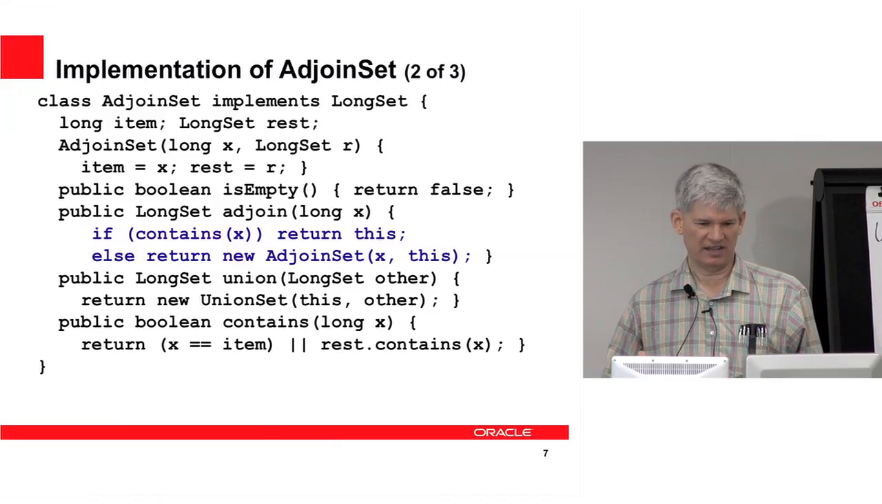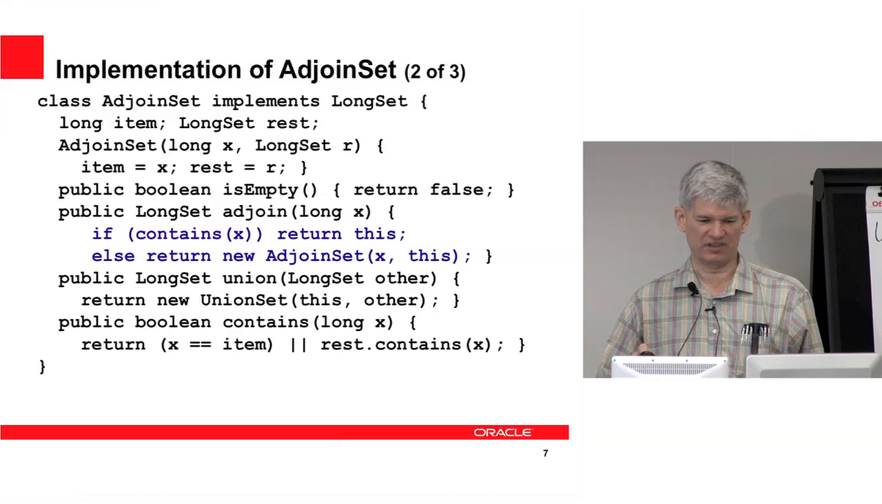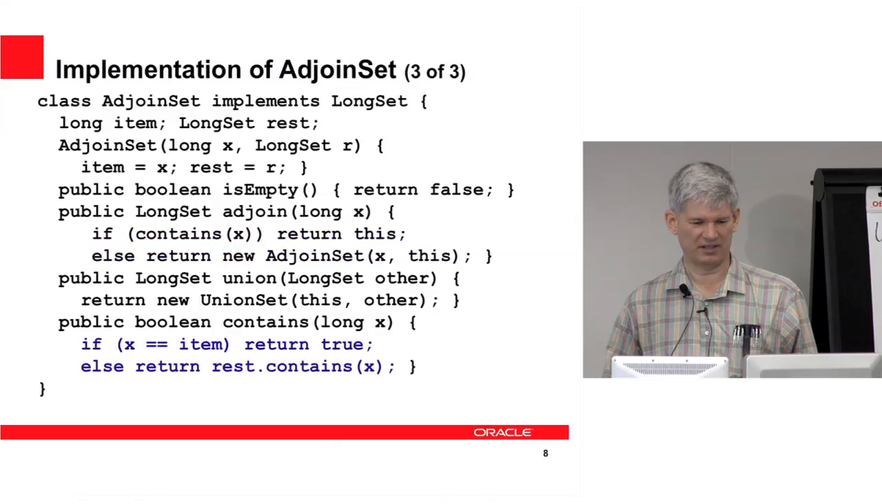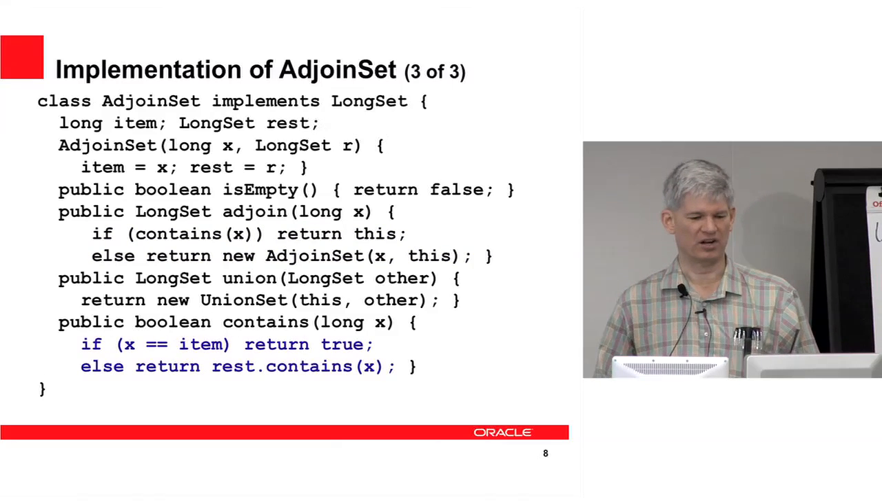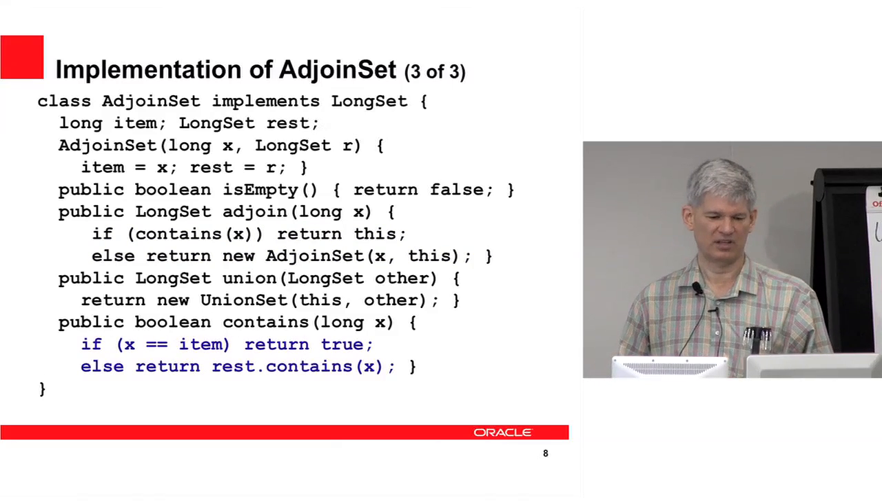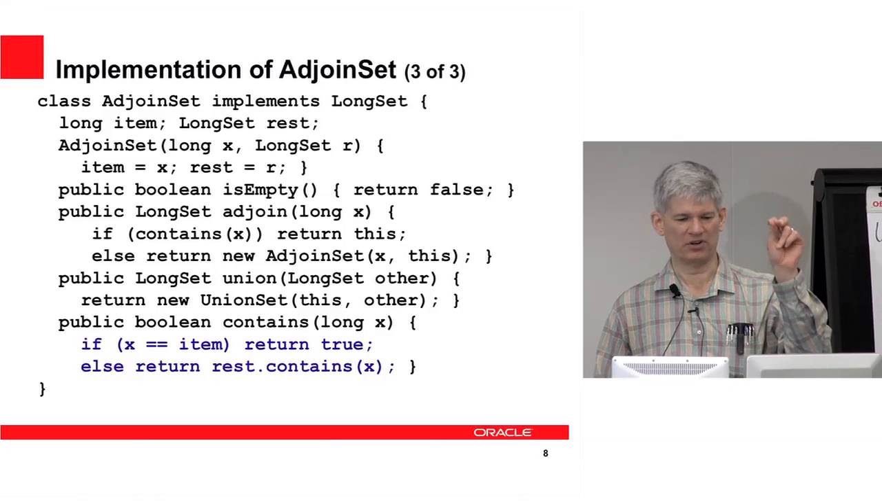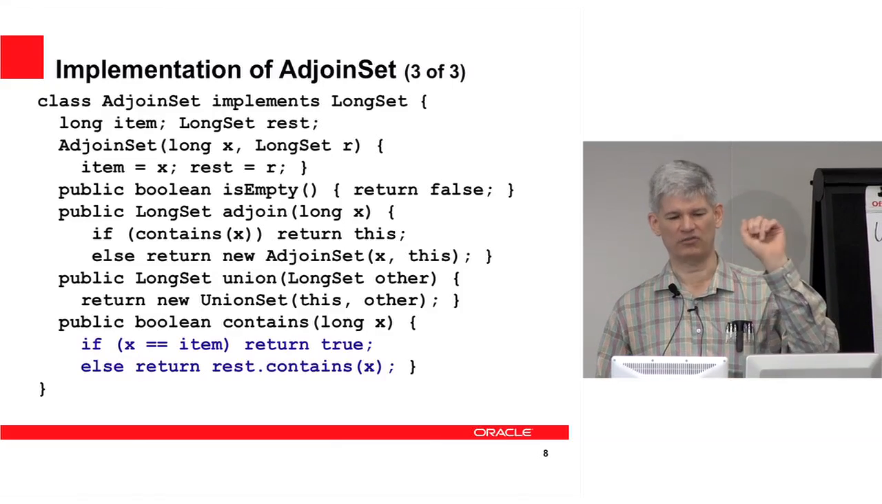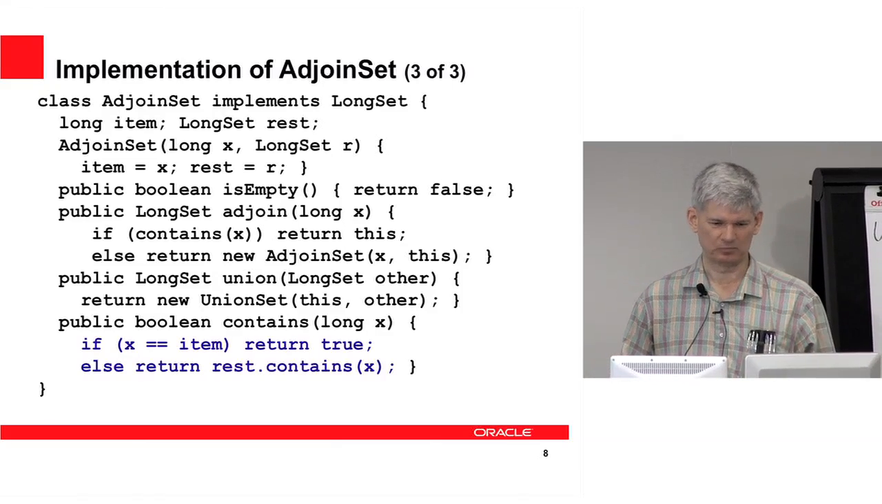And finally, I want to show you that I'm going to change the definition of contains. I'm going to be a little more explicit about it. Instead of using the Boolean OR operator, I'm going to use an if-then-else statement. So we say if X is the item, then we return true, and otherwise we return the result of calling contains on the rest of it.